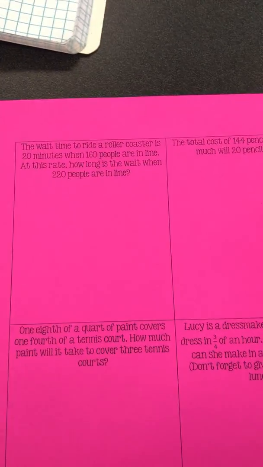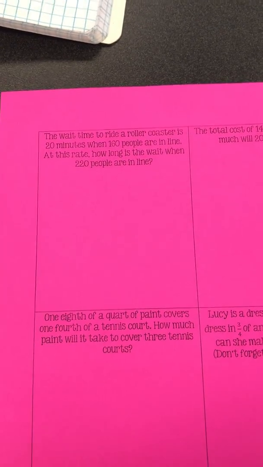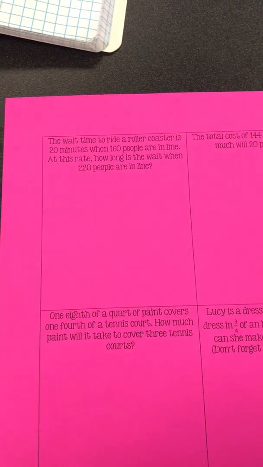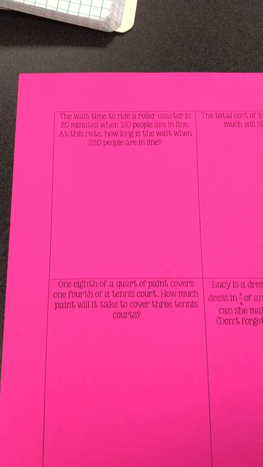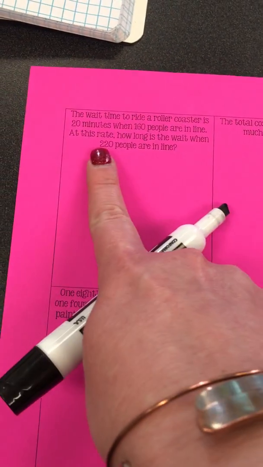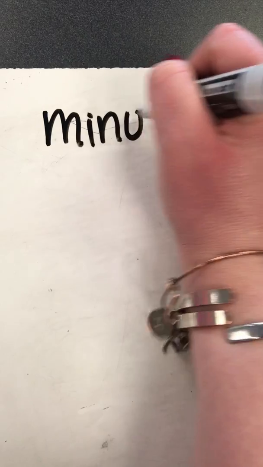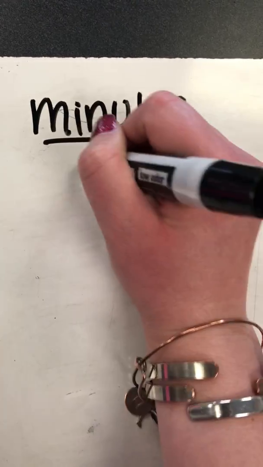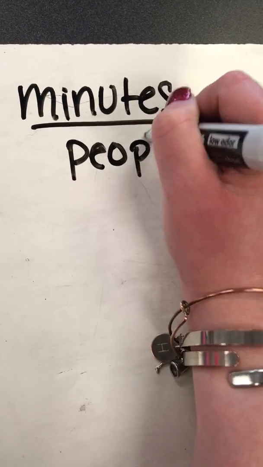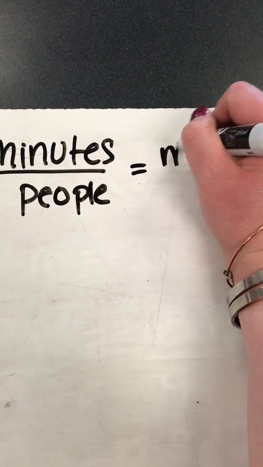So when we have a word problem, we want to look at our units of measure, and we're going to set up a proportion so that our units of measure are in the same place for each ratio. So in this case, our units of measure are minutes and people. So we're going to set up a proportion. So we have minutes to people in one rate, and then the second rate has to be the same.